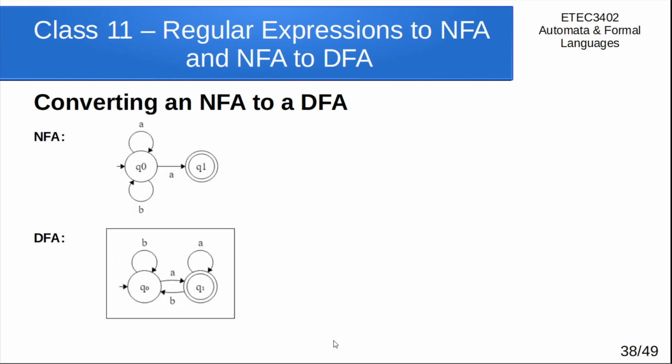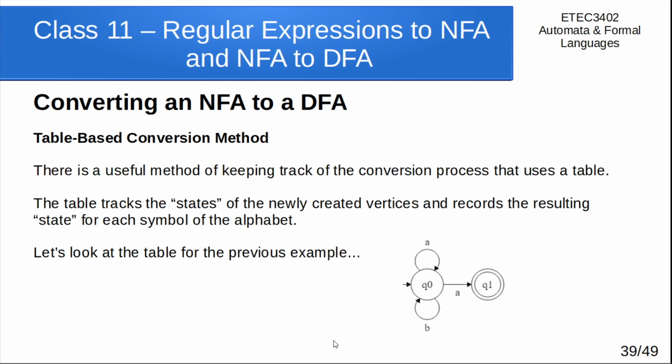Well, there's an easier way to do that, and that's called the table-based conversion method, or the table-based subset construction method. This method is useful because it will track those states and which edges are missing in that table without ever drawing a picture. We can do it all in the table. So let's look at that previous example, and we'll look at how that works with the table-based method.